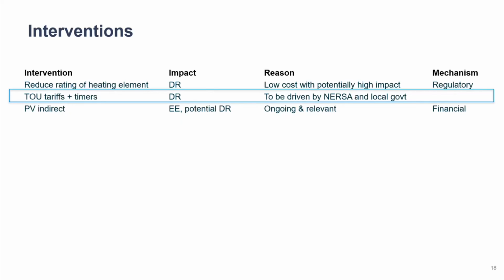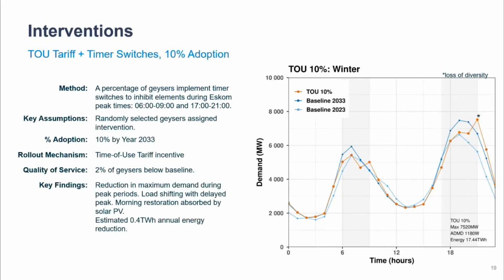The next simple one, and remember, we're not looking at all of them by any means due to time. The next one is the idea of a time of use and a sort of time operation thing. So what we're saying here is going over the next 10 years, there would be a mechanism to install some timer switch that would effectively stop an element from switching on during the Eskom peak times, the 6 to 9 and the 5 to 9. So you can see those gray areas there.